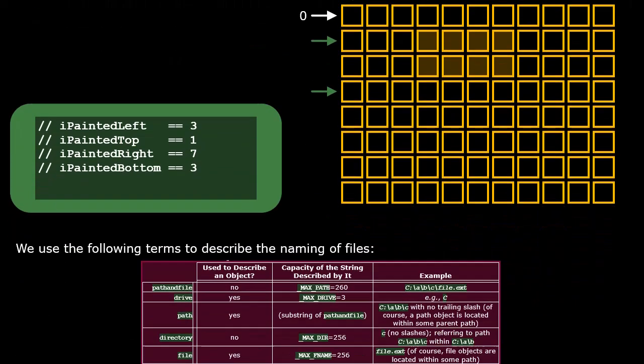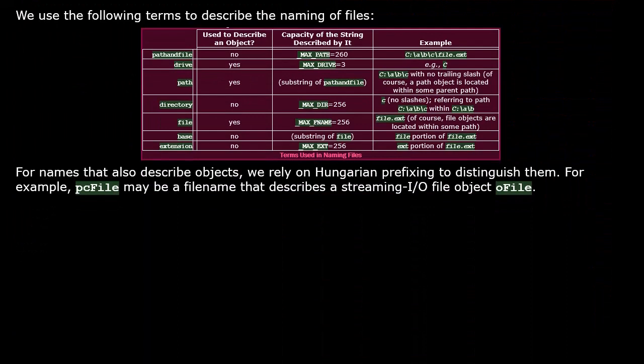We use these terms to describe the naming of files. Among these terms, the one with the most complete information is called path and file, written as if it were one word. For names that also describe objects, we rely on prefixing to distinguish them. For example, PC file may be a file name that describes a file object called OFile.